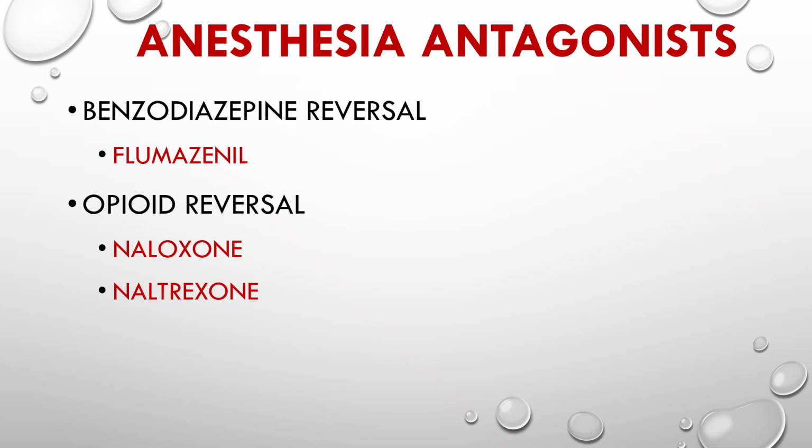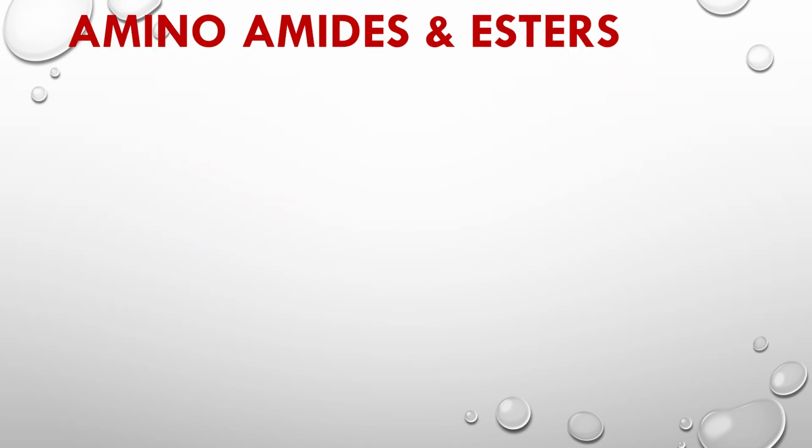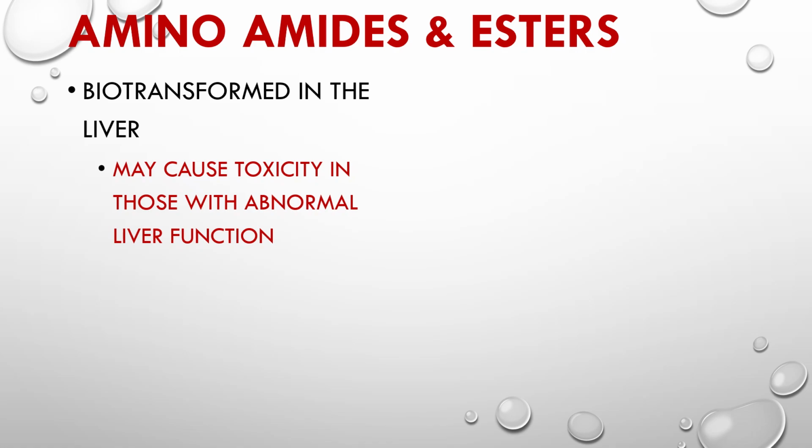Our opioid reversal agents, naloxone and naltrexone, both remove those opiates to prevent that overdose. Now, the local anesthetics come in two types, aminoamides and aminoesters.